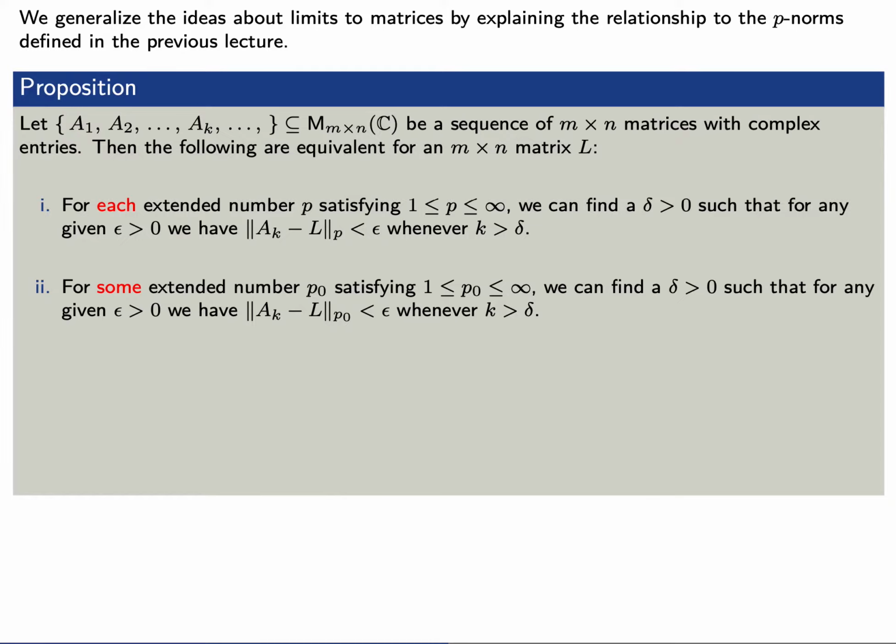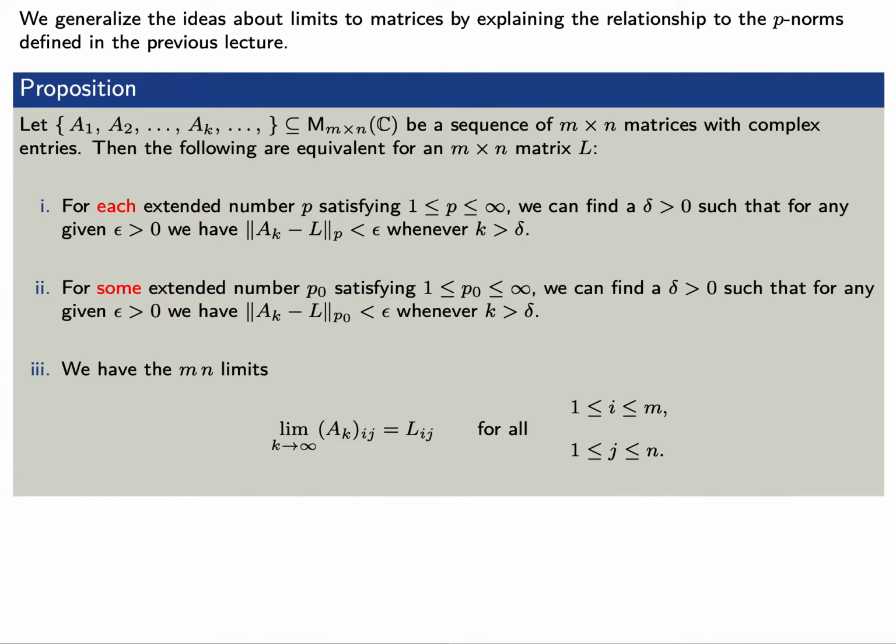Similarly, this is the same thing as saying that for some extended real number p0 between 1 and infinity, we can find a positive delta such that, given any positive epsilon, the p0 norm of A sub k minus L is less than epsilon whenever k is greater than delta. And finally, this is the same as saying that we have mn limits of sequences of complex numbers by looking at the ij entry of our matrices.